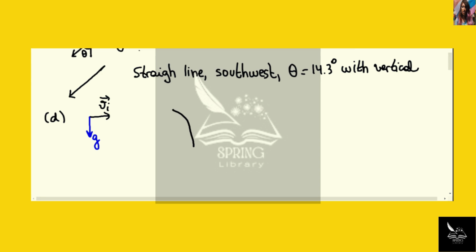It will be a parabola with the vertical. So this here is the vertical. The trajectory will be something like this. So, a parabola. And this concludes the exercise.